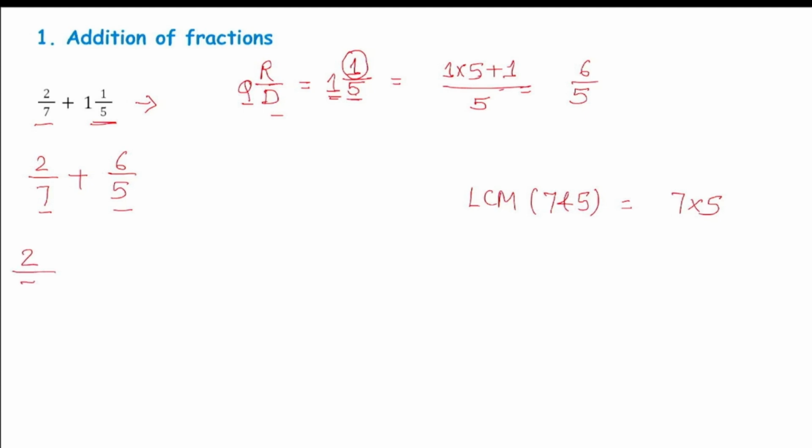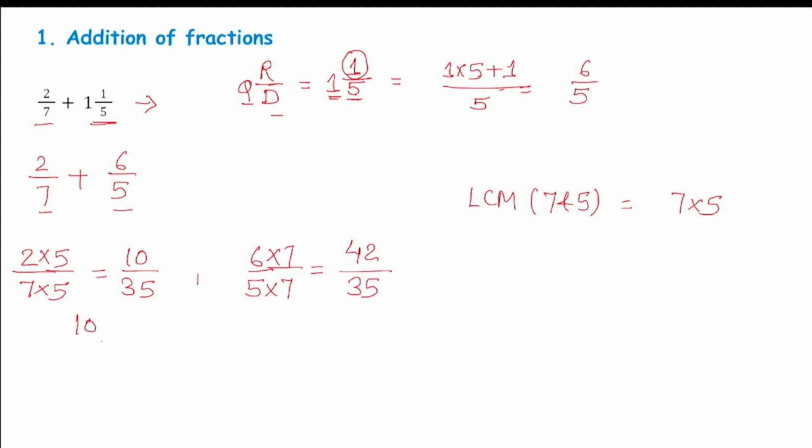So 2 over 7. To make the denominator 7 times 5, we have to multiply by 5. So we will multiply 5 in the numerator as well, which is 10 over 35. And 6 over 5. So we have to multiply 7 in the denominator and in the numerator as well. So 6 times 7 is 42 over 35.